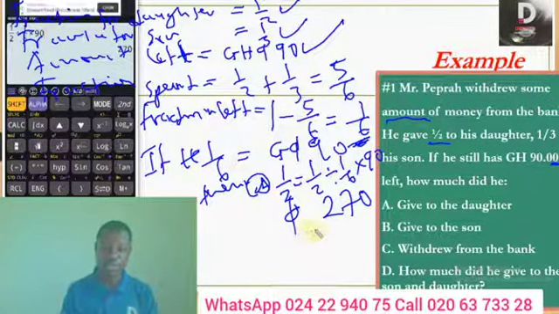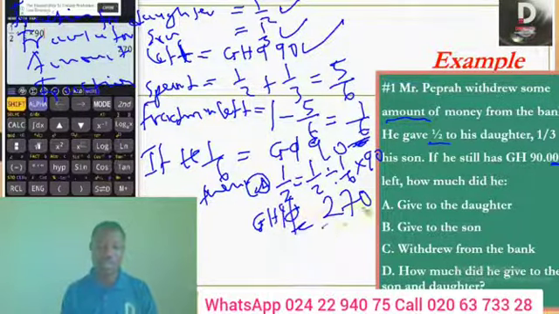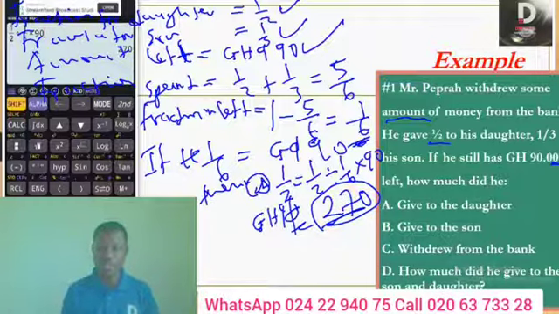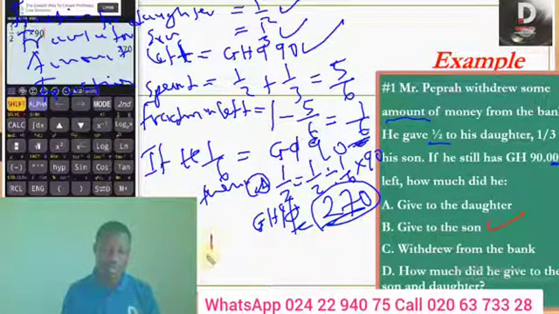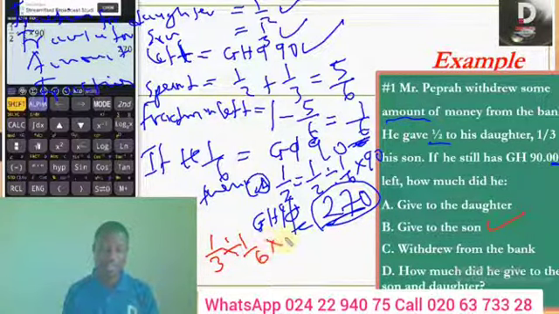Remember to put your sign there. It's Ghana cedi, right? So GH. The symbol he gives you, you apply the same symbol. So this is for the daughter. Do you get it? It's not so simple. The next question says, for the son, what is the son's fraction? 1/3. So 1 over 3 divided by 1 over 6 times 90.